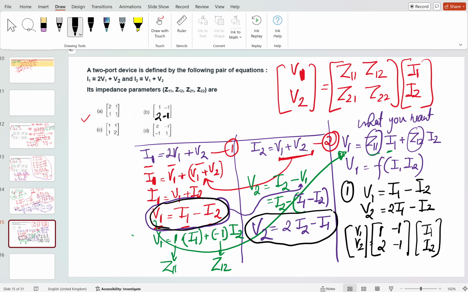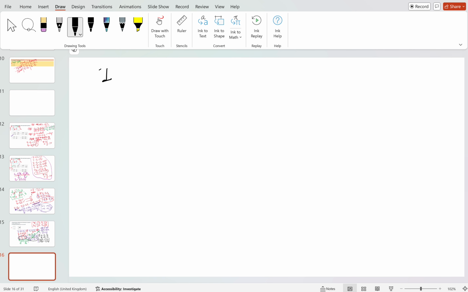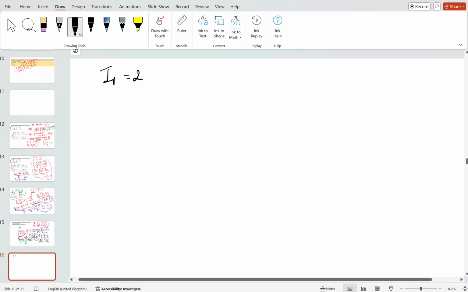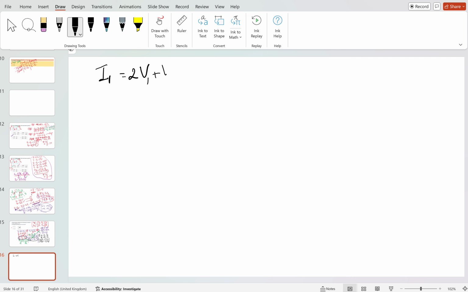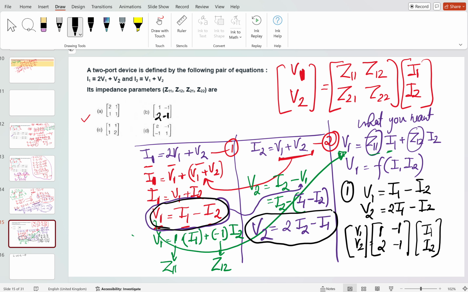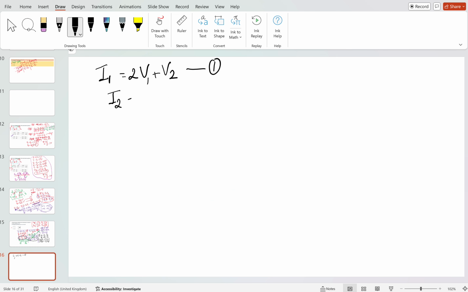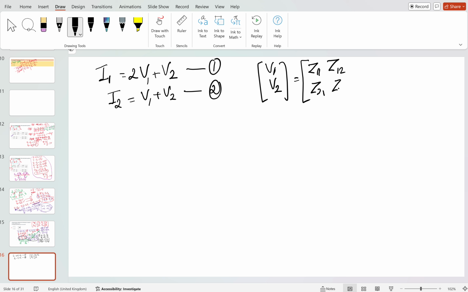So let me give that second method also. I1 is equal to 2 times V1 plus V2, and this is the first equation, which was given. The second equation was that I2 is equal to V1 plus V2. So this is the second equation. The matrix which you have got is V1 V2 equal to Z11 Z12 Z21 Z22 times I1 and I2.